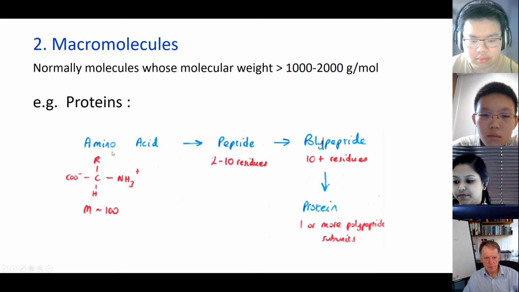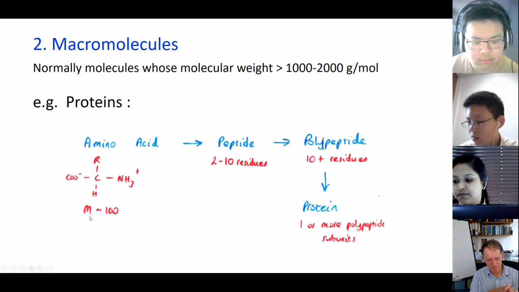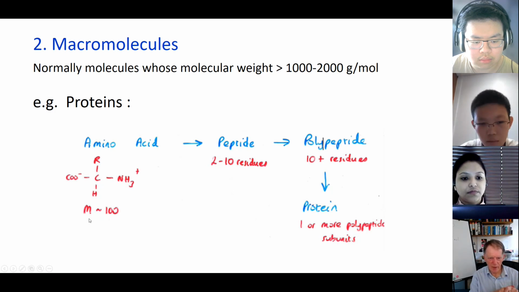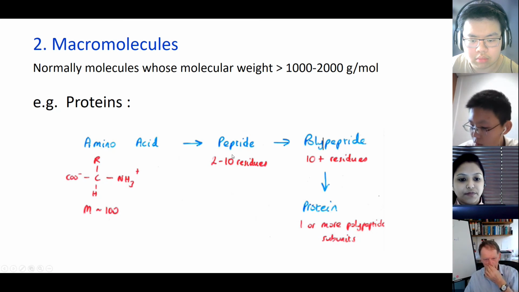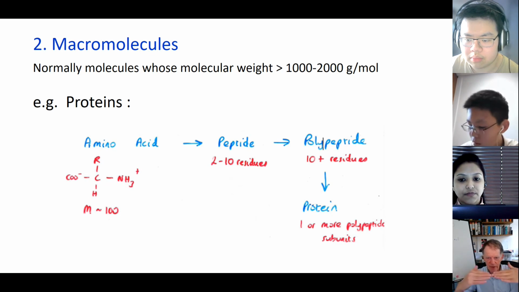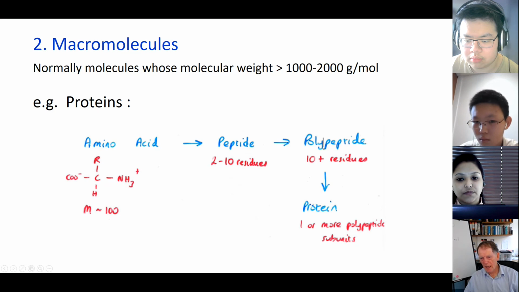So let's take proteins first of all. Let's take an amino acid. Molecular weight depends on the side chain really, but a typical molecular weight for an amino acid is about 100 Daltons, 100 gram per mole. And then this is built up into a peptide, which has between 2 to 10 residues linked together by peptide bond. Two amino acids come together and a water molecule is eliminated to form a peptide, a dipeptide. And then that process can continue. And when you get above 10 residues, we have what's called a polypeptide.